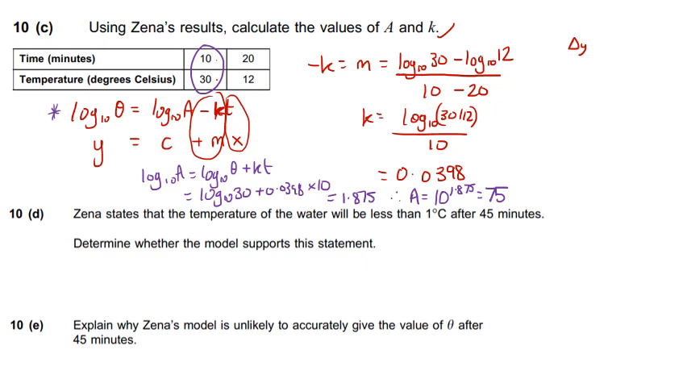Another way, if you're thinking about what's actually happening here, is this is an exponential decay. The time is in the exponent, so it's an exponential decay. And what we know is that in 10 minutes, the temperature is going down by a factor of 30 over 12, so it's going down by a factor of 2.5. So if we go back 10 minutes to the start, then it must have dropped by that same factor in the first 10 minutes. So the easier way to find A, remembering what that represents, is just 30 times 2.5, which is 75.